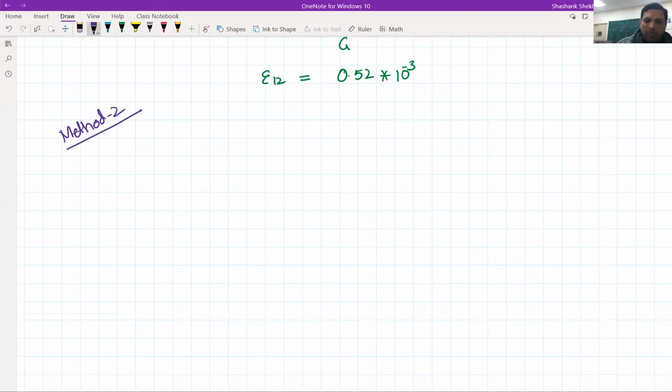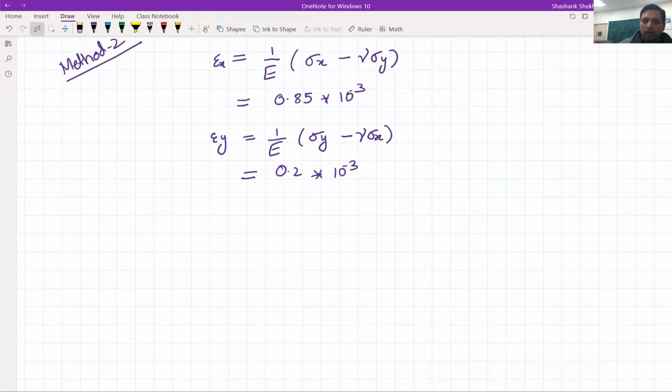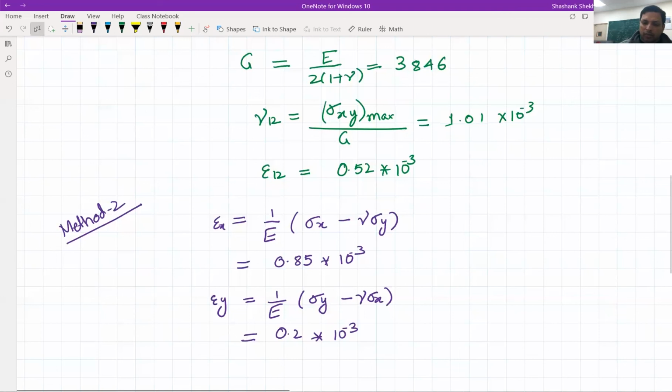So this is method two. For epsilon X, we will calculate 1 over E into (sigma X minus nu sigma Y). And when you put in the values, you would find it is 0.85 into 10 to the power minus 3. And similarly, epsilon Y is 1 over E into (sigma Y minus nu sigma X). And that gives you the strains, epsilon X and epsilon Y.